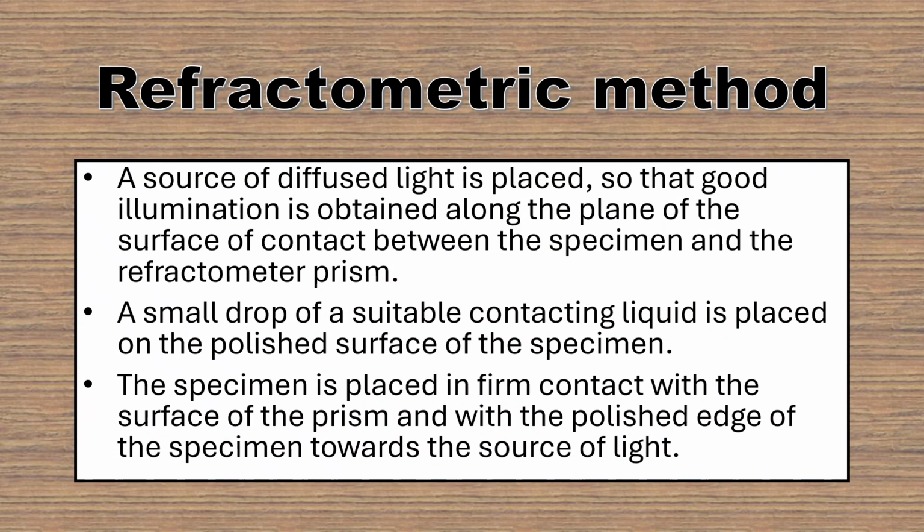Then the procedure: a source of diffused light is placed so that good illumination is obtained along the plane of the surface of contact between the specimen and the refractometer prism. A small drop of a suitable contacting liquid is placed on the polished surface of the specimen. The specimen is placed in firm contact with the surface of the prism and with the polished edge of the specimen towards the source of light.